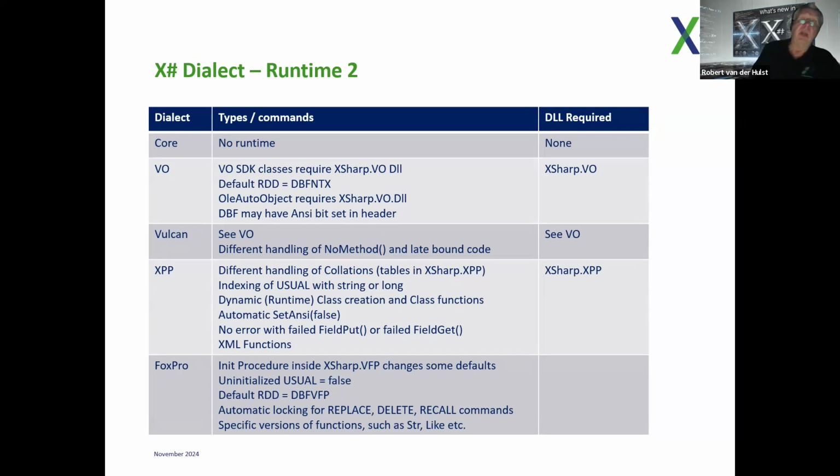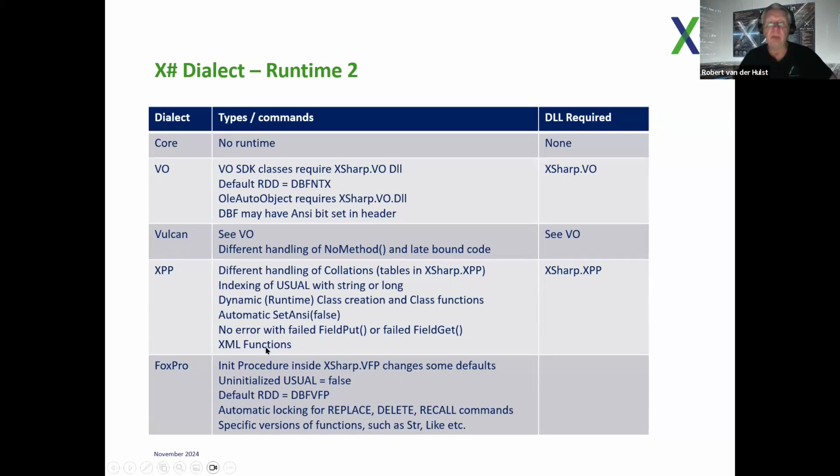Also, X++ allows you to access usual variables with an array operator if it's not an array. In X++, you can access strings with an array operator and you get basically a substring, or you can access numerics with an index operator and you can get the bits of it. So we have enabled that. And the X++ assembly also has code for dynamic class creation and class functions.